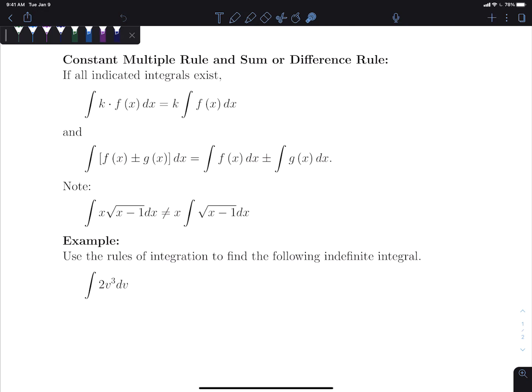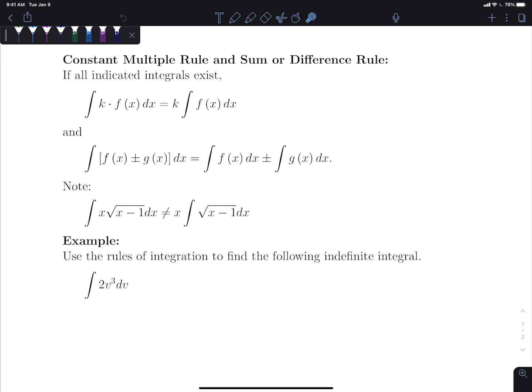Now, there is the sum difference rule. That means that the integral of a sum or difference dx is equal to the sum or difference of each of the integrals. What this means is that integration is what we call a linear operator. It will distribute using sums. Also, that constant can go out front.